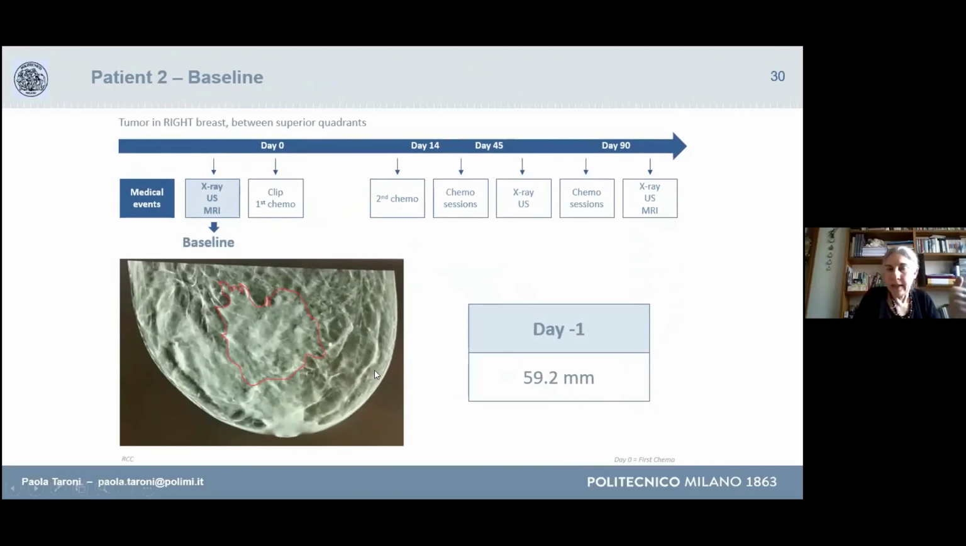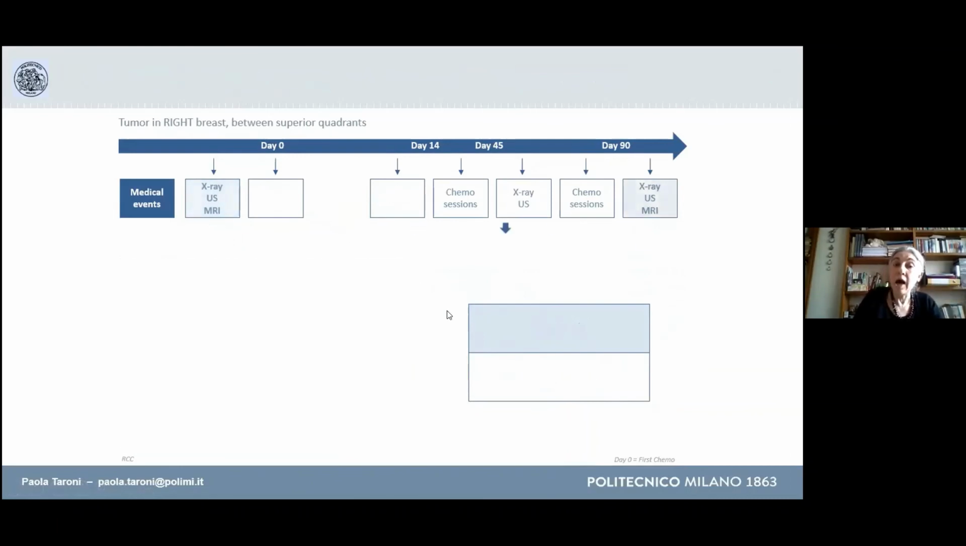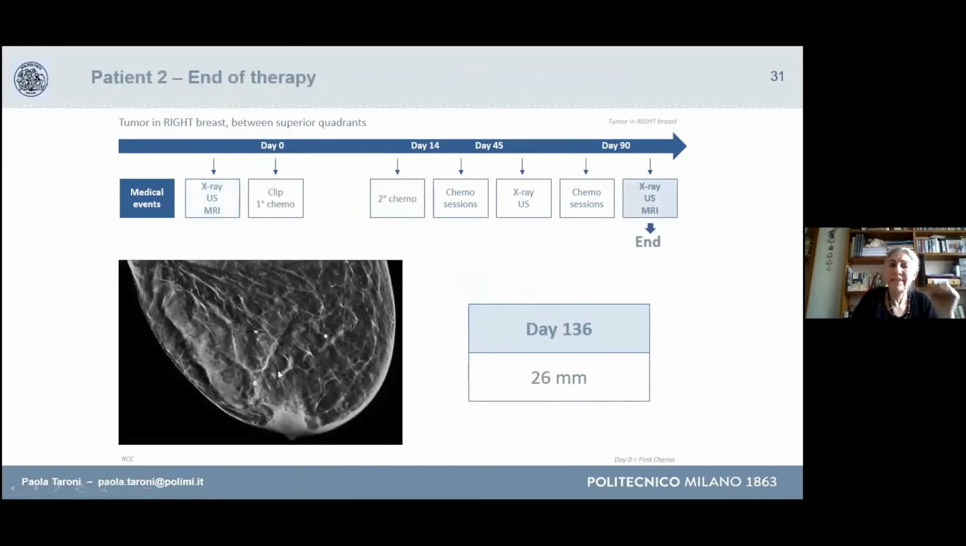Just again, as for Solus, just an example, because we are at the beginning, we only have few patients, so it's just a case study. This big lesion, almost 6 centimeters in diameter, before starting chemotherapy, was reduced to less than 3 centimeters after the chemotherapy sessions. So the patient was a responder in this case.